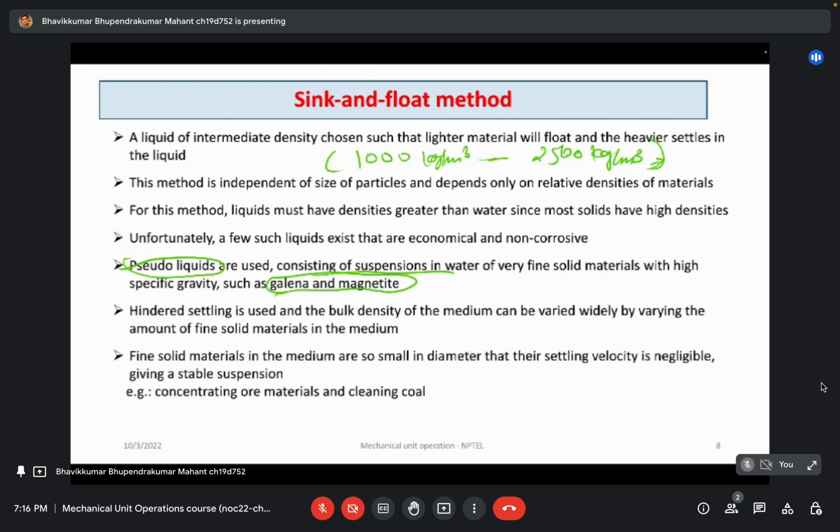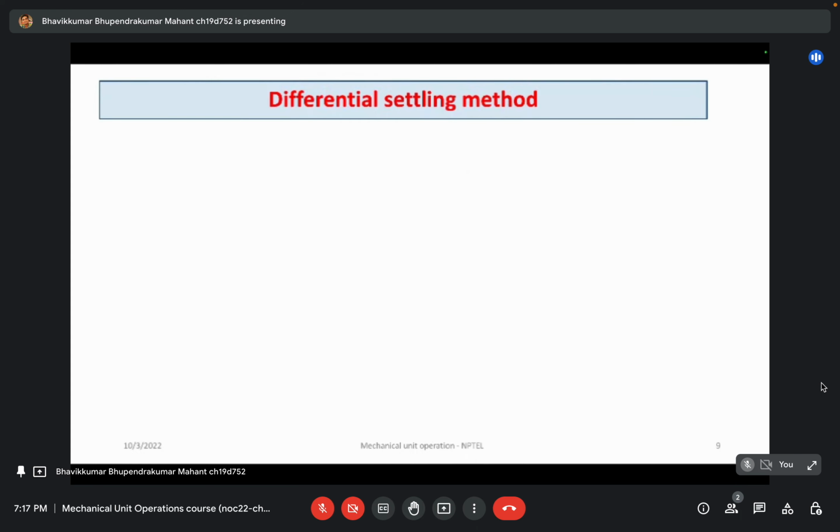Fine solid material in the medium is so small in diameter that its settling velocity is negligible, giving a stable suspension. So we need to understand that the settling velocity is too negligible for separation. For example, concentrating one ore material in cleaning coal. So these are all about the sink and float method. We will switch over to the differential settling method.